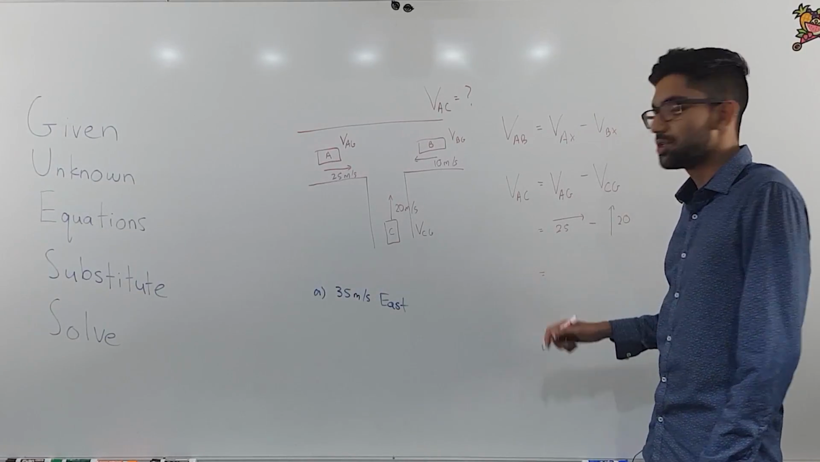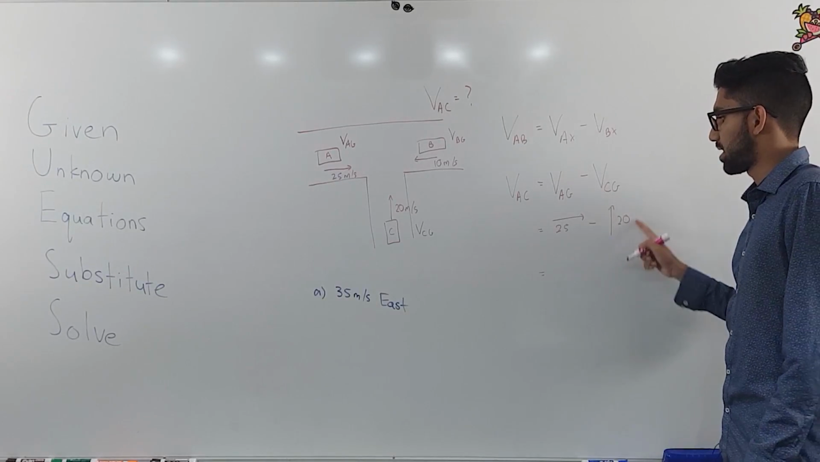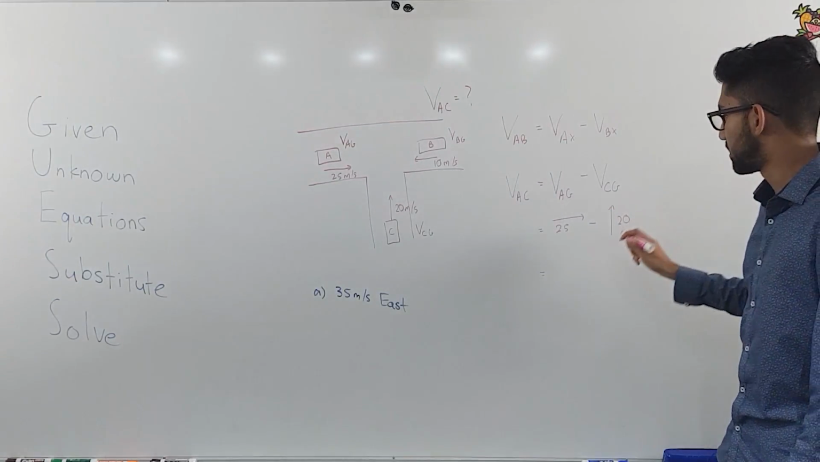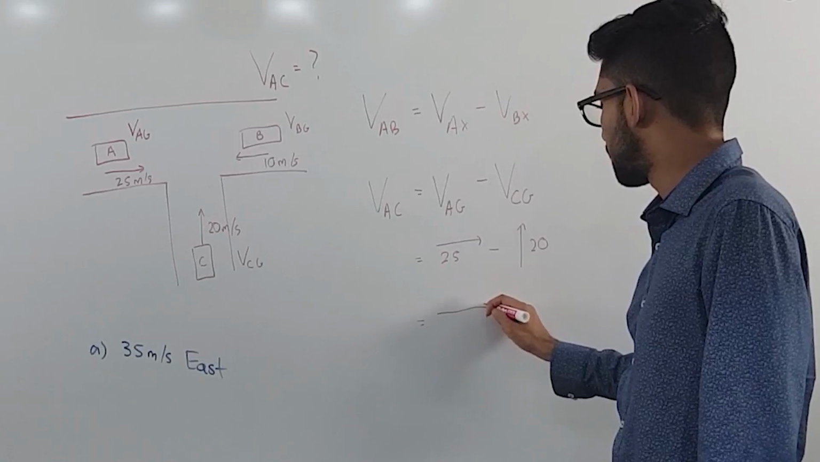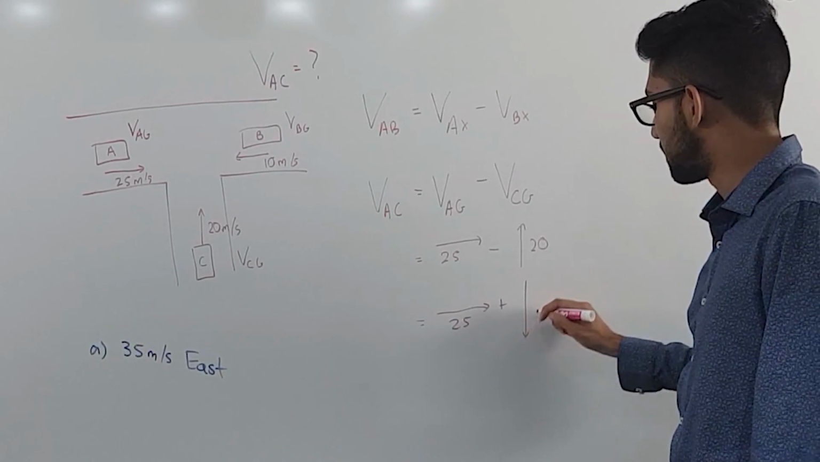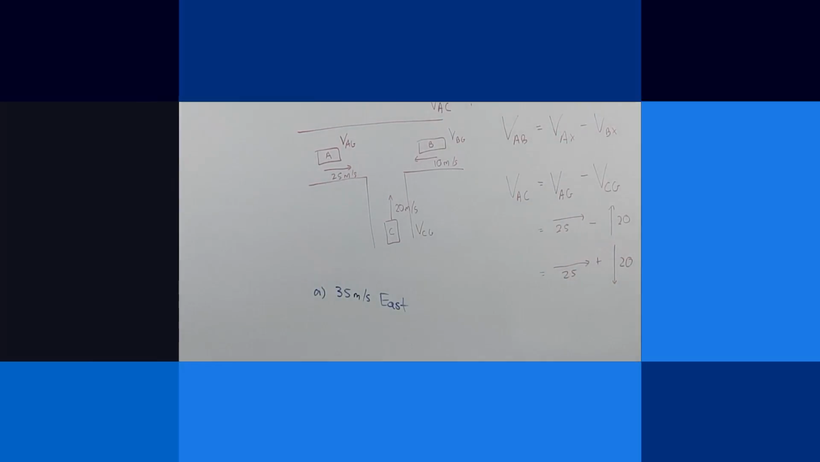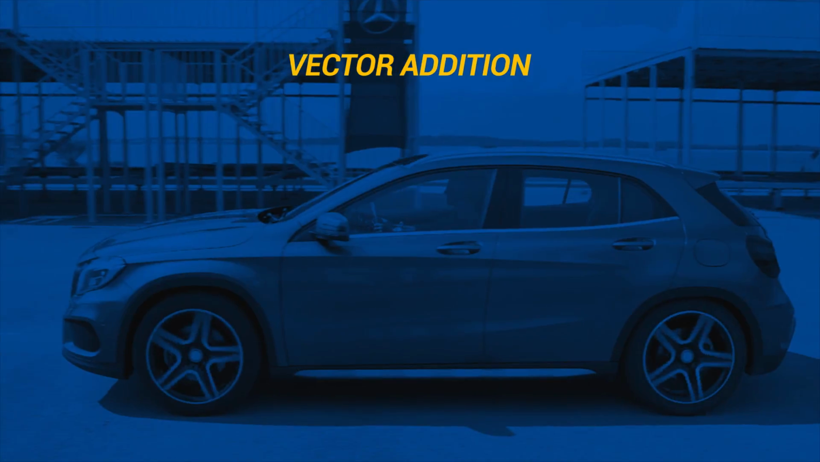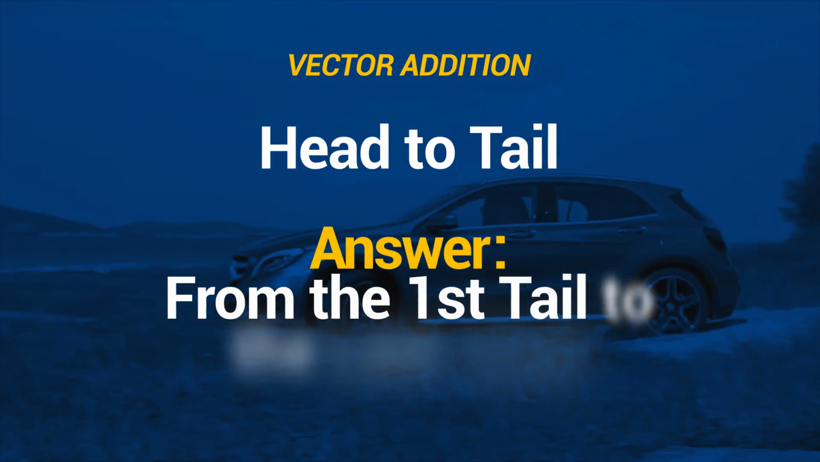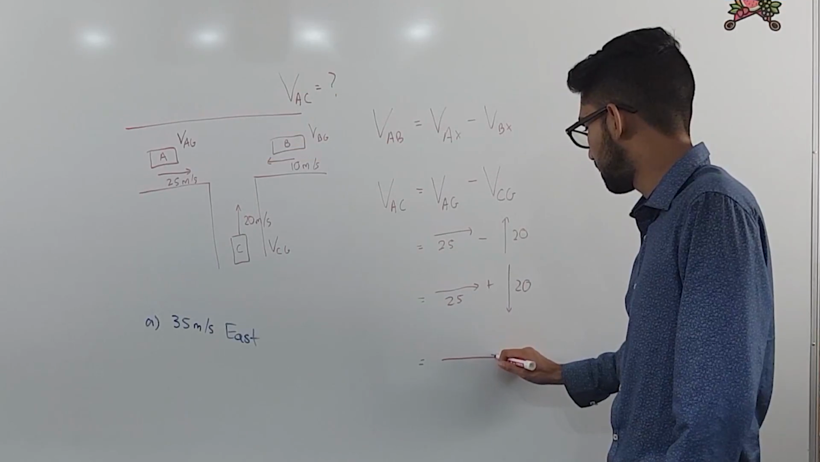So remember, again, to subtract two vectors, we find the vector that has the minus sign in front of it and we switch it with a plus and flip the arrow around. So this is going to end up being 25 to the right plus 20 meters per second down. Okay, now it becomes a vector addition problem. So with vector addition, just remember head to tail, and the answer is going to be from the first tail to the last head. So we have 25 to the right.